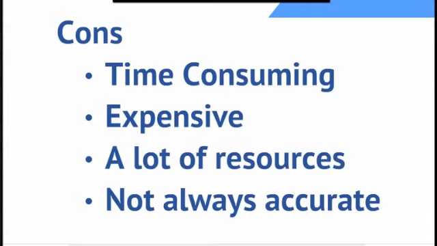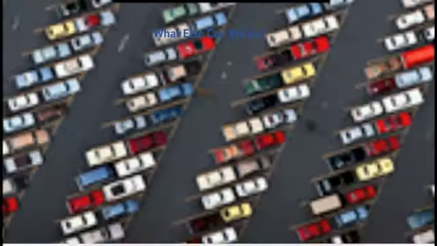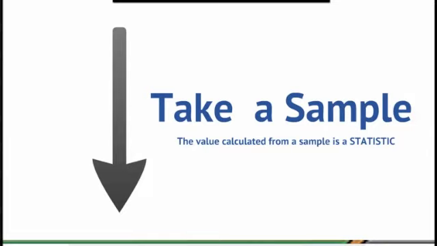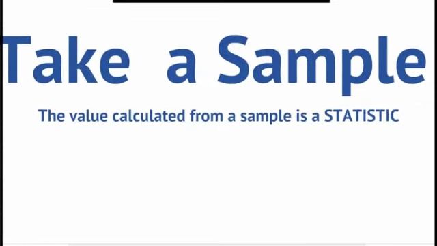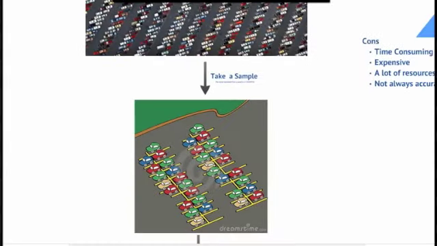So if a census isn't our best way to go, what else can we do? What we want to do is take a sample from the population. It's a smaller group and it's easier to work with. The value calculated from a sample is a statistic. Again, that's that key definition. We've got to be able to differentiate statistic and parameter. Alright, and there's my nice little sample of cars taken from the big population there.